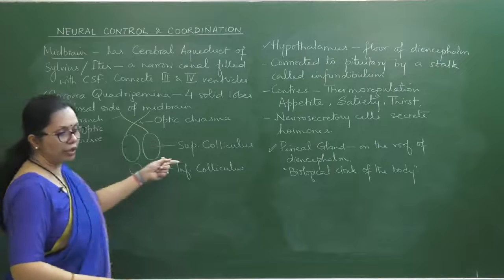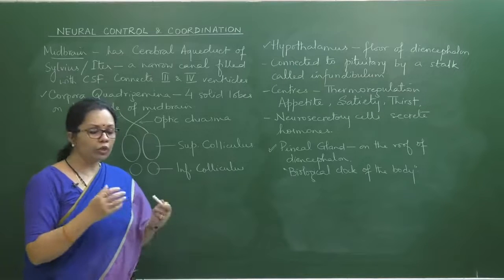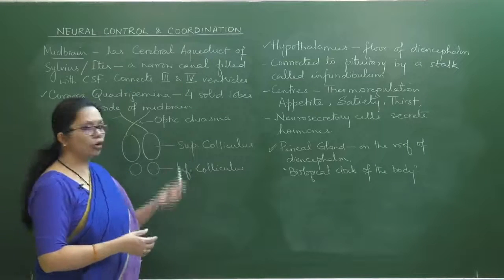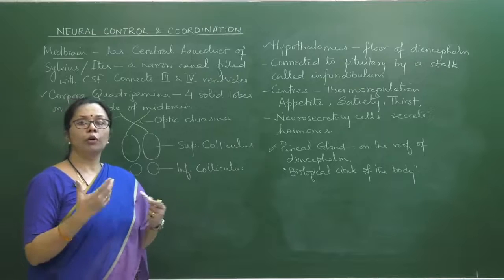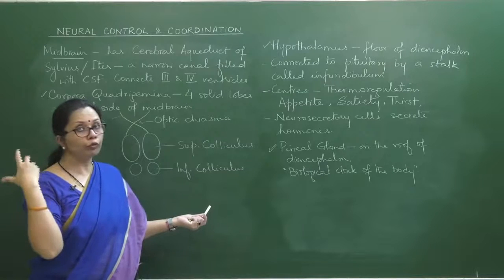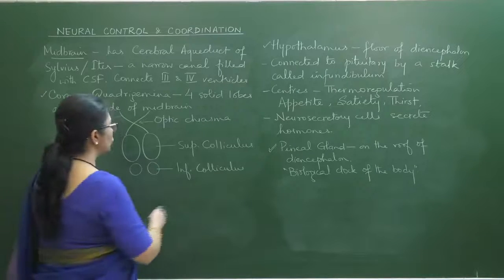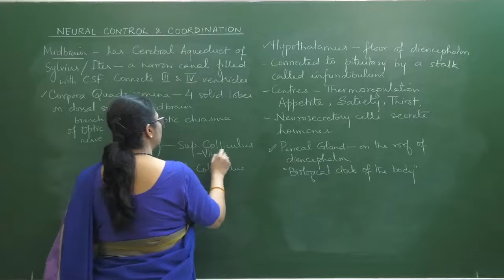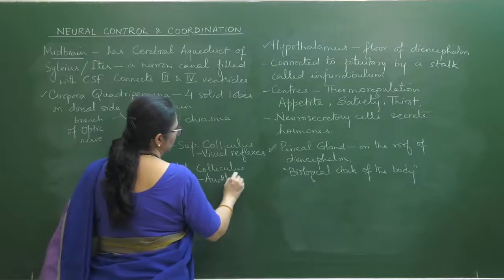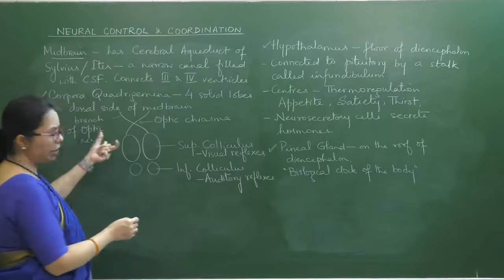So this is also getting the sensory impulse. When you see something and want to see it nicely, you turn your head and direct your gaze towards it. That is called the visual reflex. So the superior colliculus helps you with visual reflexes, while when you hear a sound and you turn your head towards the sound or maybe away from it, that is controlled by the inferior colliculus. So the superior colliculus helps in visual reflexes, and the inferior colliculus helps in auditory reflexes. Okay.